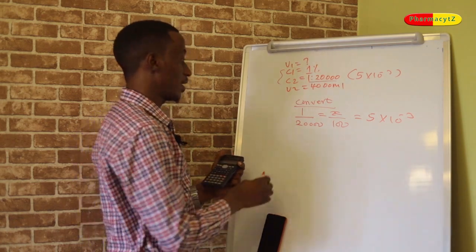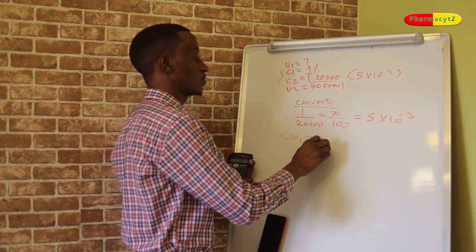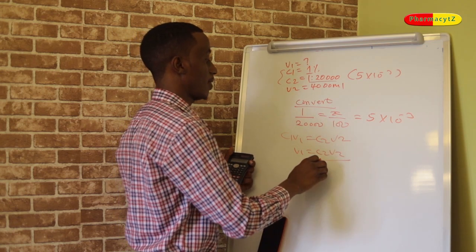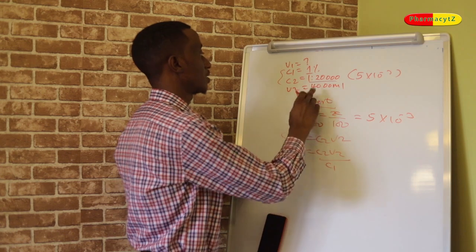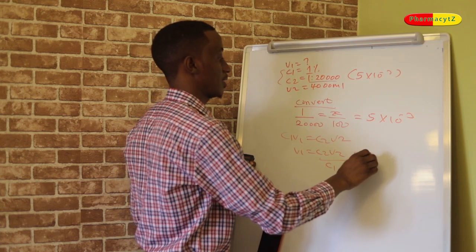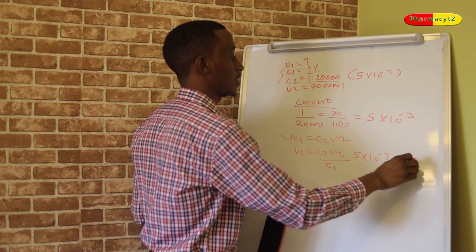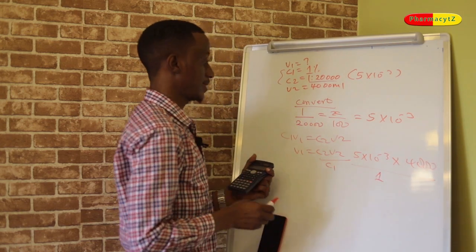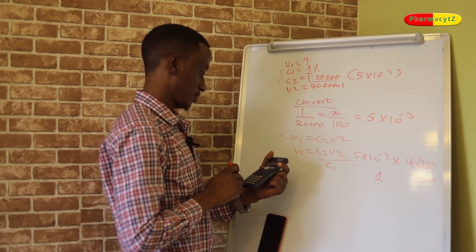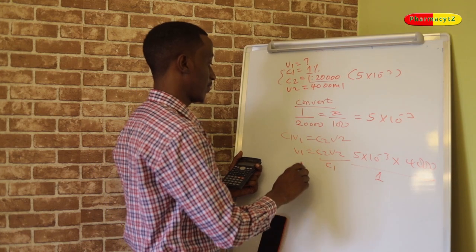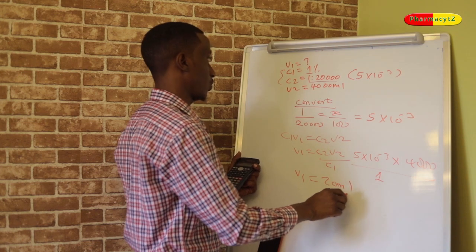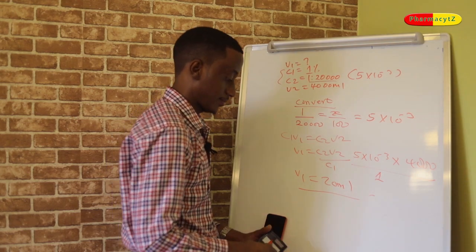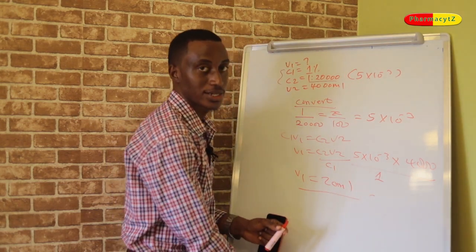So from the law of dilution, concentration 1 V1 equals concentration 2 V2. If we need V1, that is C2 V2 over concentration 1. Concentration 2, that is 5 times 10 power negative 3, times volume 2, that is 4,000, over concentration 1, that is 1%. Then volume 1 is 20 mils. All right, let's jump to the next example.